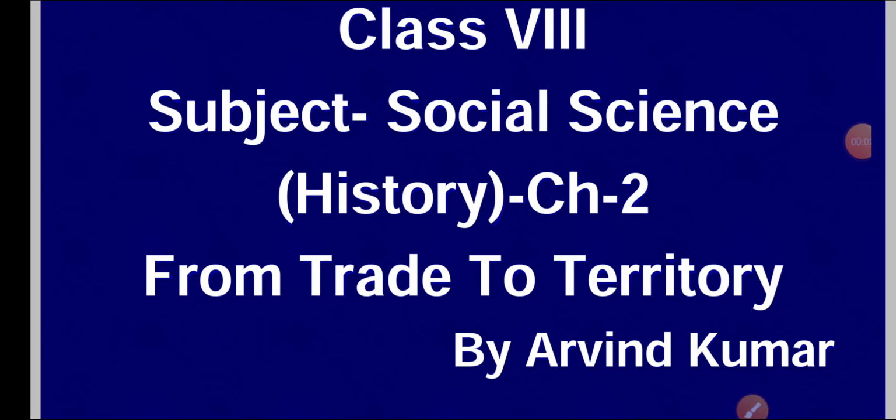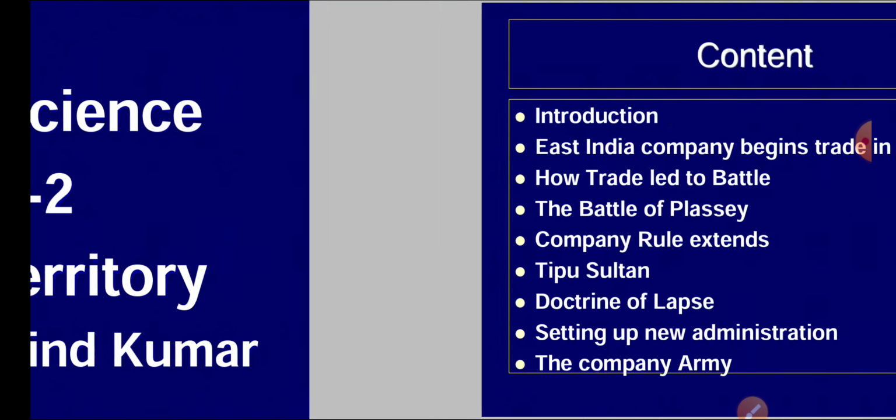Hello everyone, today I'm going to discuss one of the important topics in my online social science class. The topic's name is From Trade to Territory. It is the second chapter of the history book. This chapter is very important because in this chapter we will read how the British East India Company and other European companies established their rule in India. So let's see the content of this chapter.